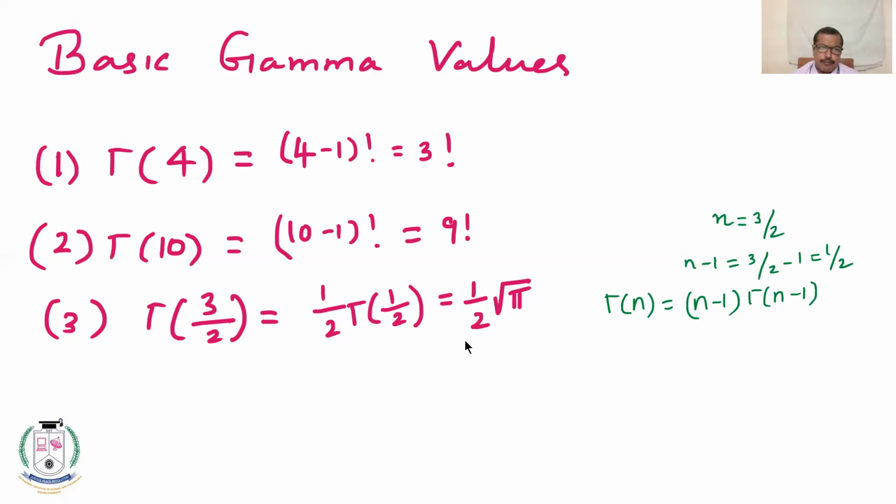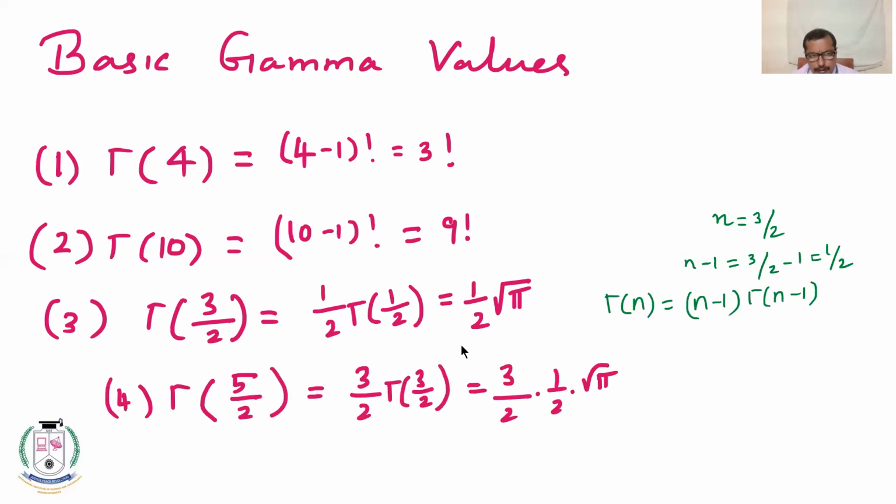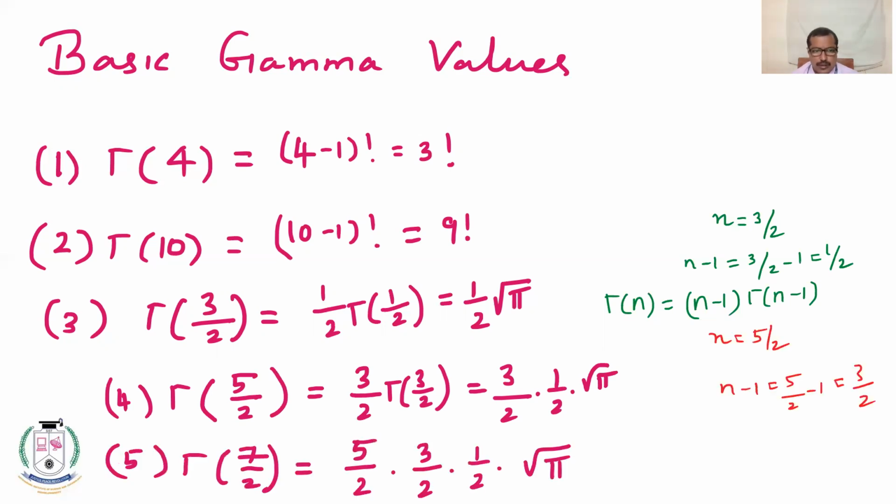Let us say gamma of 5 by 2. Gamma of 5 by 2 in the same way can be written as 3 by 2 gamma of 3 by 2. And gamma of 3 by 2 can be substituted using the previous result, so that you will get gamma of 5 by 2 as 3 by 2, 1 by 2, gamma of half, or root pi. Supposing we want gamma of 7 by 2, you start with 5 by 2 and go up to 1 by 2 multiplied by root pi.